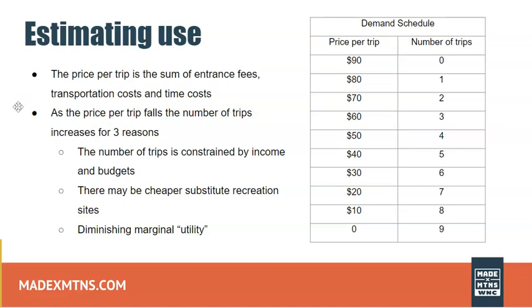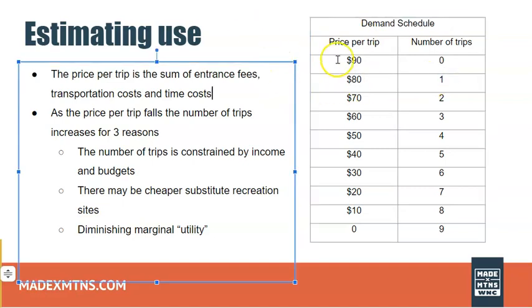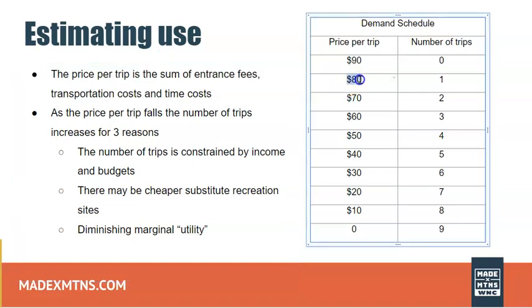First, the number of trips that people can take is constrained by income and budgets. There also might be a less expensive substitute recreation site. So if the price per trip is $80, you may feel you can only afford to take one trip. Or if the price of a recreation trip is $80, there might be a recreational site closer to home whose price is $30 that you would rather go to at that price.